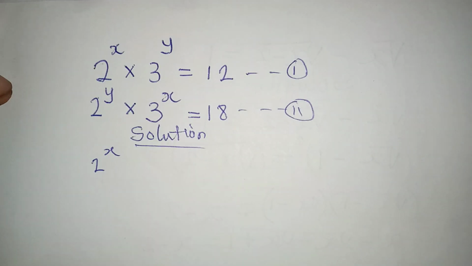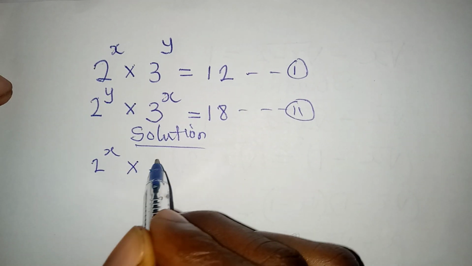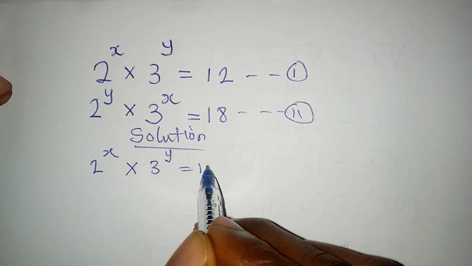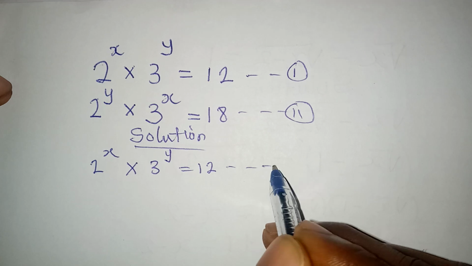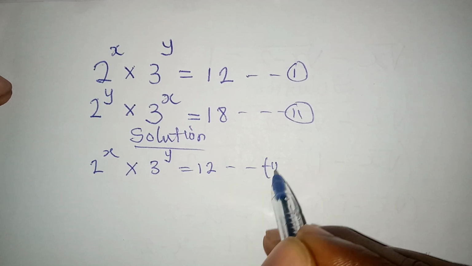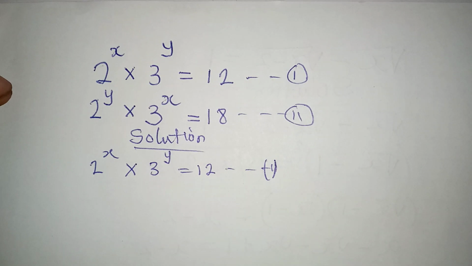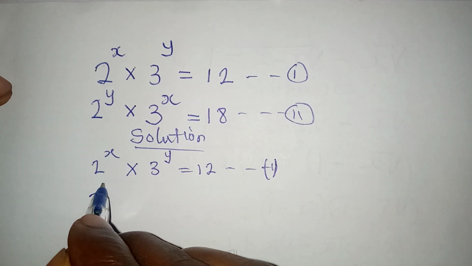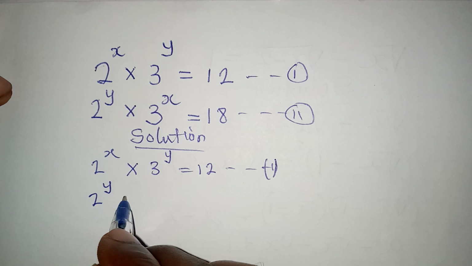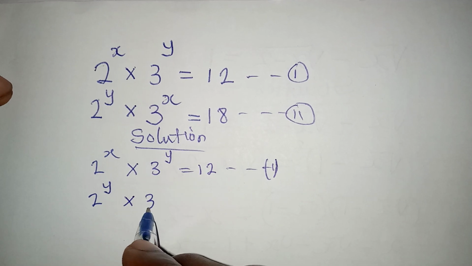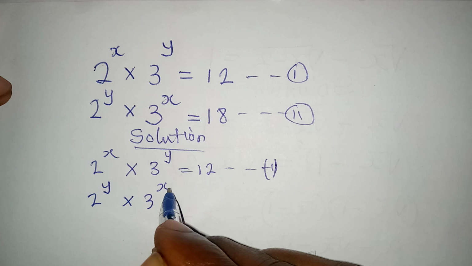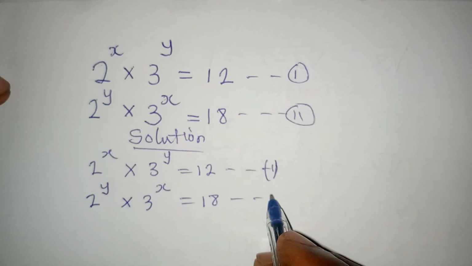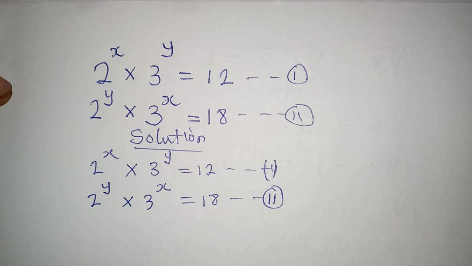2 to the power of x multiplied by 3 to the power of y equals 12, and this is our equation 1. Then we have 2 to the power of y multiplied by 3 to the power of x equals 18. This is our equation 2.